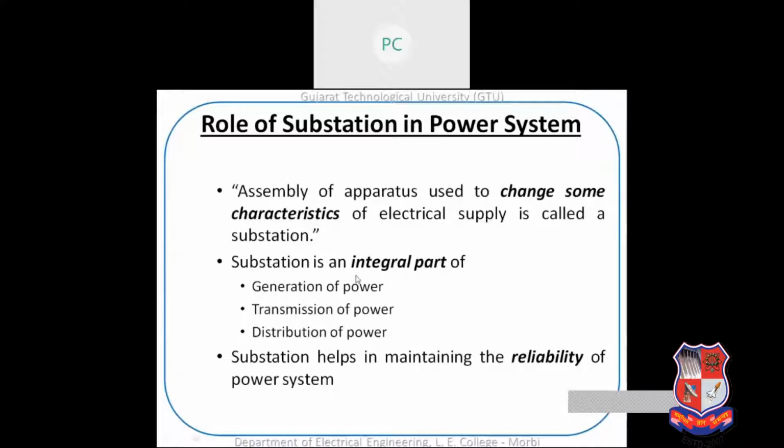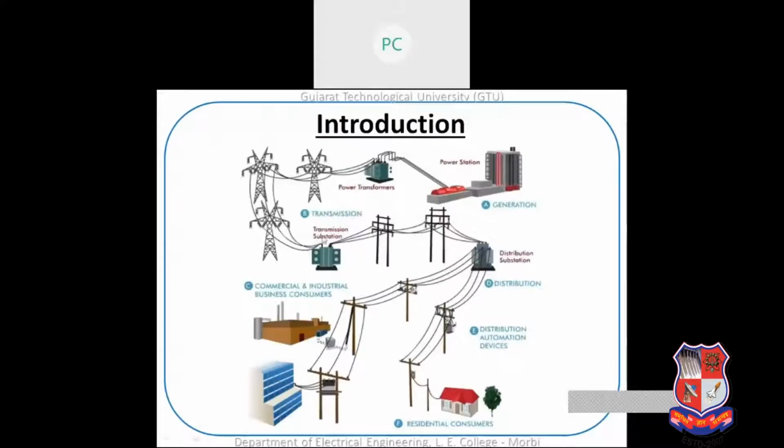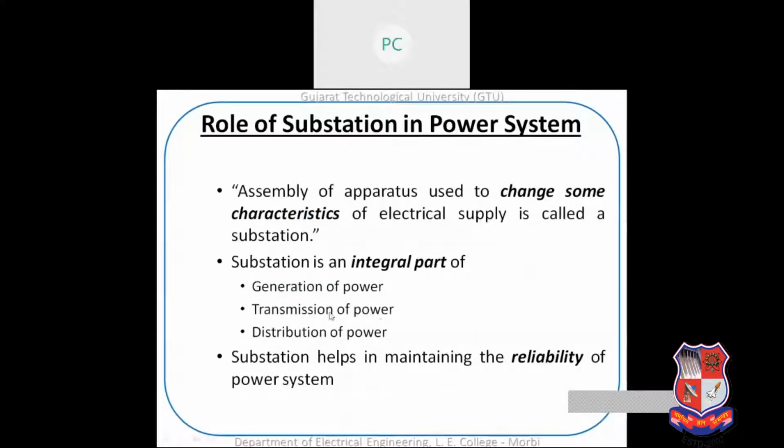Hence we can say that in generation, transmission, and distribution, everywhere we will see some type of substation. That is why it is called a substation. So substation is an integral part of generation, because we require a substation at the generating end. Why? Because we want to step up the voltage. Then in transmission, again we require a substation in the transmission network, as well as in the distribution of the power. Hence it is an integral part of our power system.